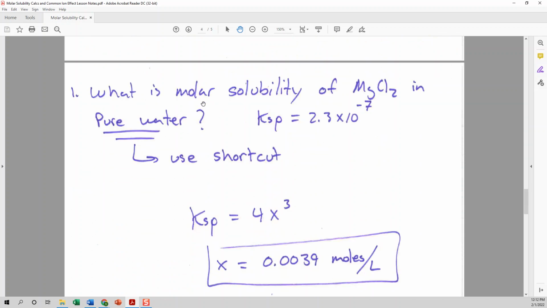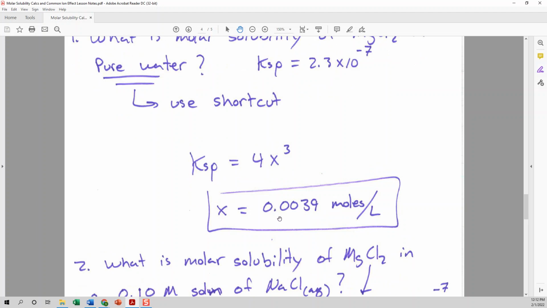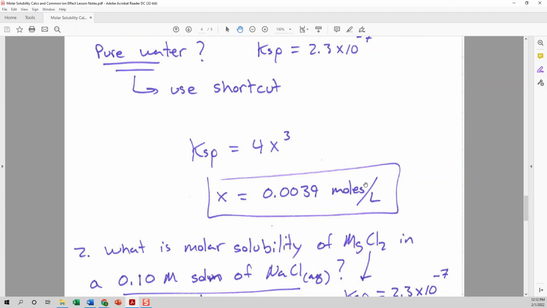This is asking, what is the molar solubility of magnesium chloride in pure water? So pure water, distilled water, we're given the KSP of magnesium chloride. This is when we can just use our shortcut. Because it's a 1:2 ratio, we can say KSP equals 4x cubed, solve for x. This is how many moles of magnesium chloride will dissolve in 1 liter of a pure water solution. So 0.0039 moles of magnesium chloride per every 1 liter.